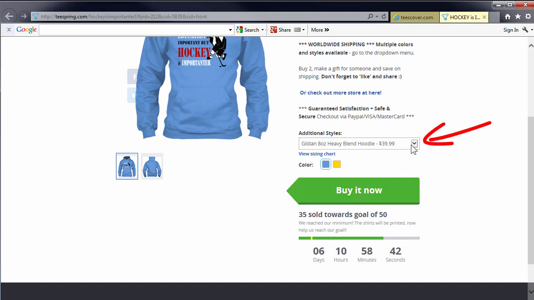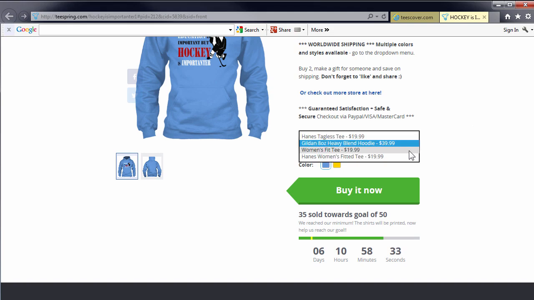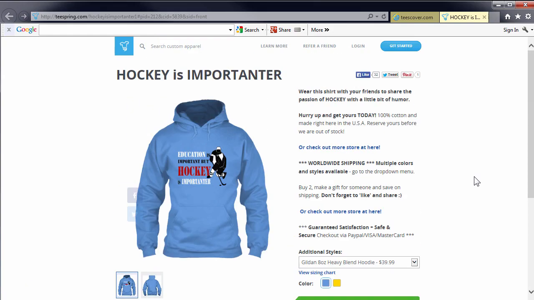Here you can also see the price that the shirts are selling for. These are hoodies, so they're selling for $39.99. And if you click the down arrow, you can see if the person is selling any other type of shirts. Right now he's selling fitted t-shirts, women's fitted t-shirts, and Hanes women's fitted t-shirts. So as you can see, this is really valuable information. Okay, let's go back to Teescover.